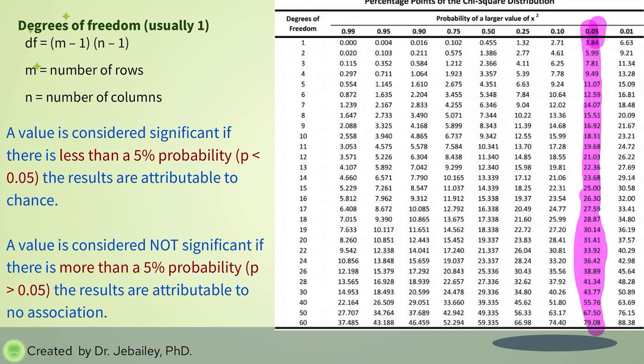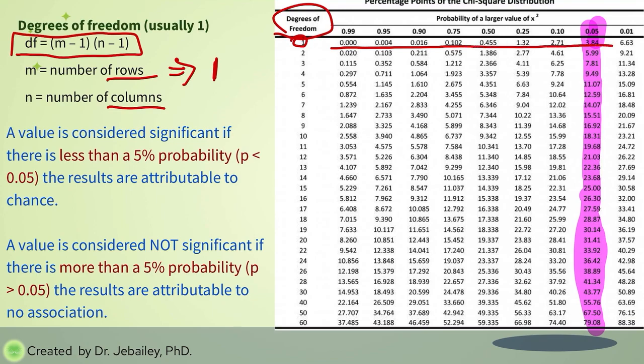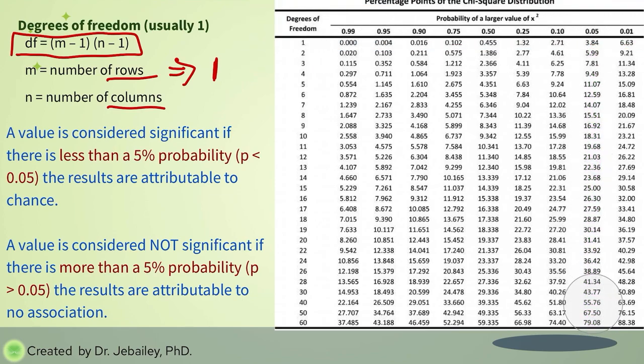Now, the question is which row, the degrees of freedom. This is where you find the equation right here, which is m minus 1 times n minus 1. The m here is the rows and the n is the columns. Now, when you're working with two species, it's always going to come out as 1. So we are working on the first row. That means 3.84 is the number that we're looking for. Let me clear this to make it more easily seen. So we're working on 3.84 right here.